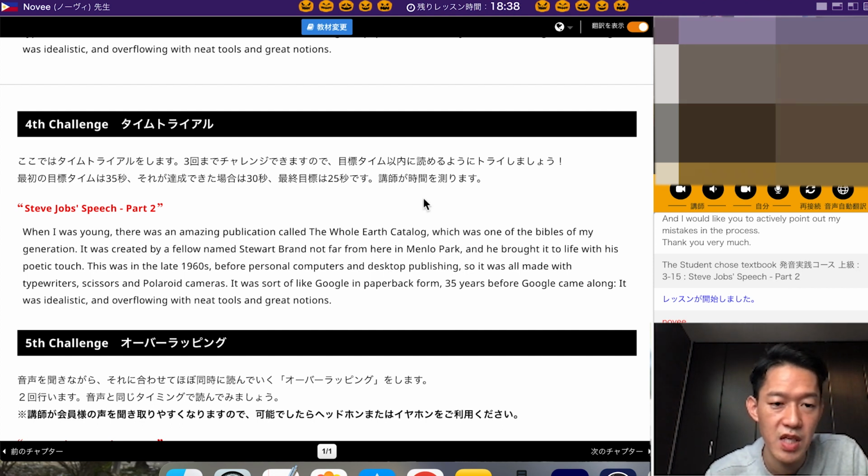When I was young, there was an amazing publication called the Whole Earth Catalog, which was one of the Bibles of my generation. It was created by a fellow named Stuart Brand not far from here in Menlo Park, and he brought it to life with his poetic touch. This was in the late 1960s, before personal computers and desktop publishing, so it was all made with typewriters, scissors, and Polaroid cameras. It was sort of like Google in paperback form. 35 years before Google came along, it was idealistic and overflowing with neat tools and great notions.